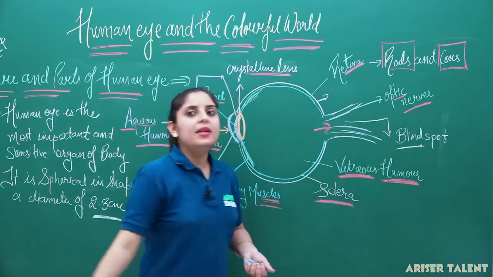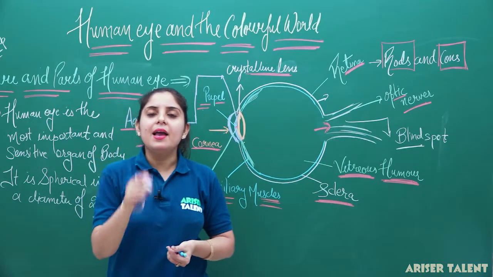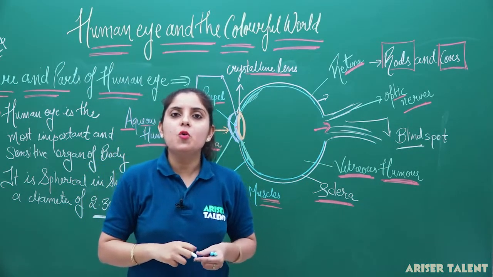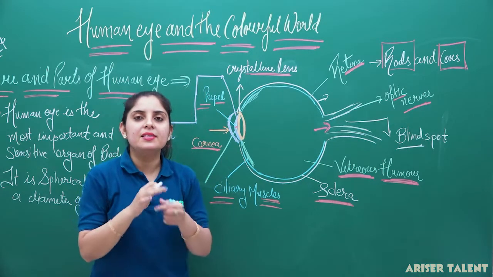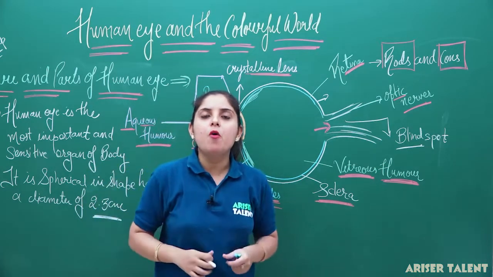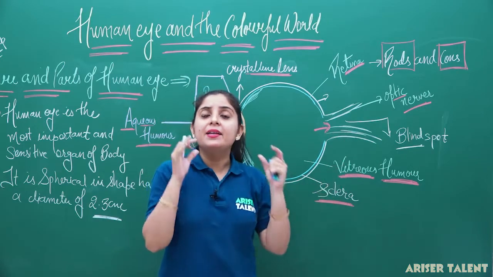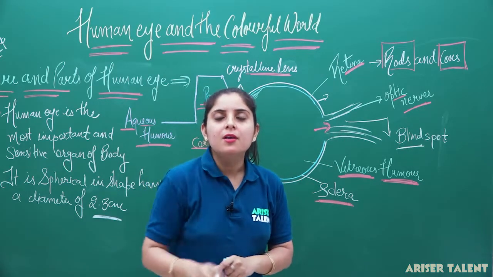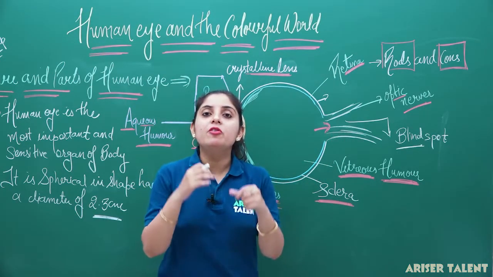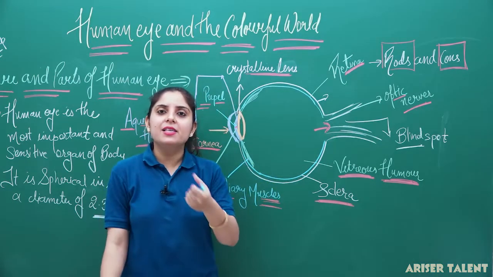Every person in his or her eye has a blind spot in it. So how will you check the blind spot? There are several activities you can perform to find out whether our human eye has a blind spot or not. So just search on Google and try to do these activities as much as you can.